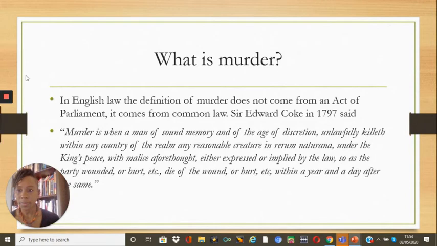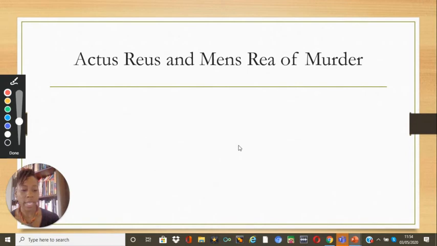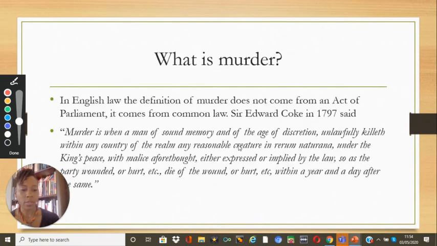So from this definition, we do get the actus reus of murder, and we also get the mens rea of murder. So remember, actus reus is the guilty act. So when we say that, what we're looking for is, what act does a person need to do in order for them to be guilty of murder?